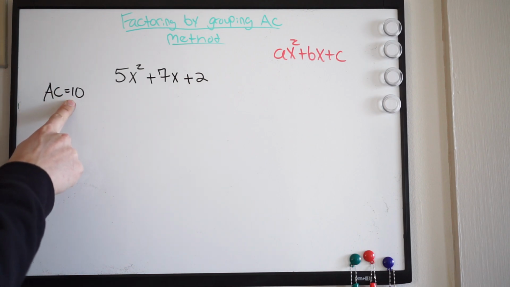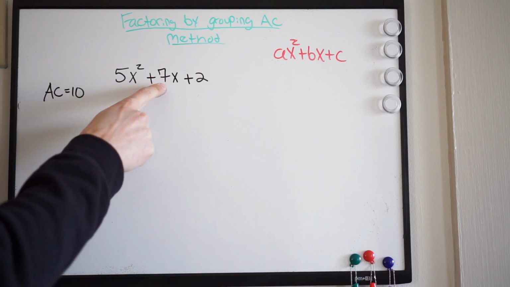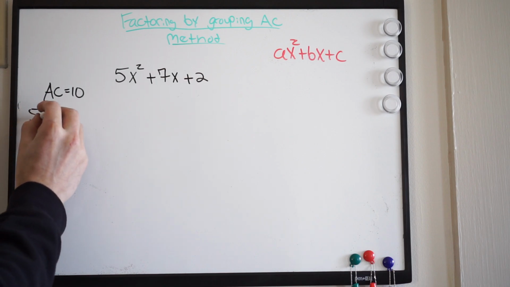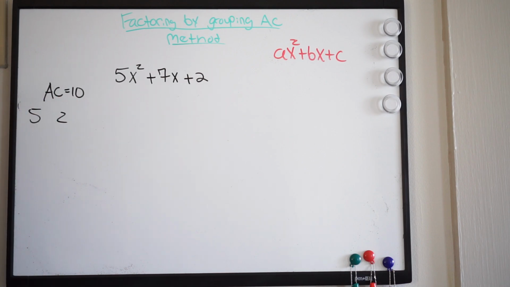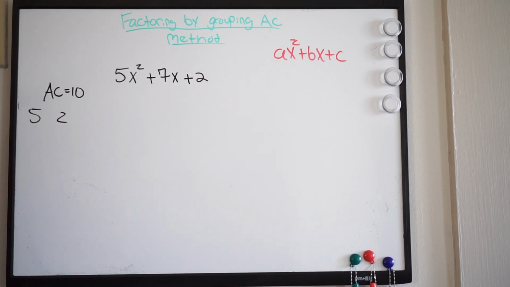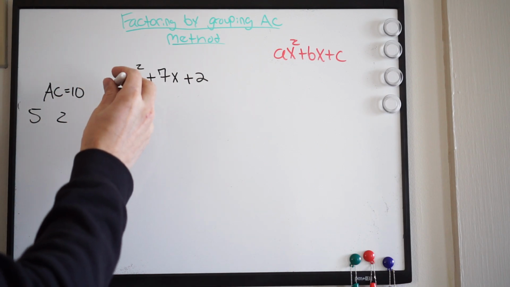And then we say to ourselves, well, what two numbers when we multiply will be 10, but add up to 7? And those two numbers are going to be 5 and 2. Now, our A value is not 1 here, so what we have to do is something called factoring by grouping. And how we do that, we simply just rewrite what we have.